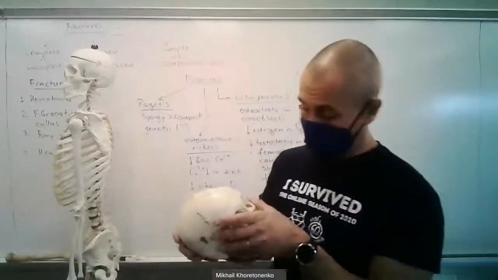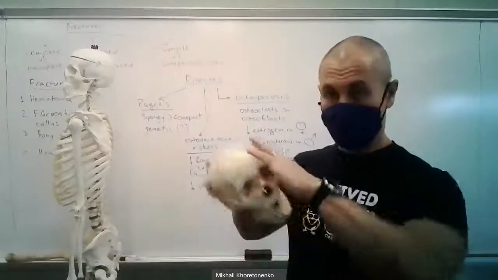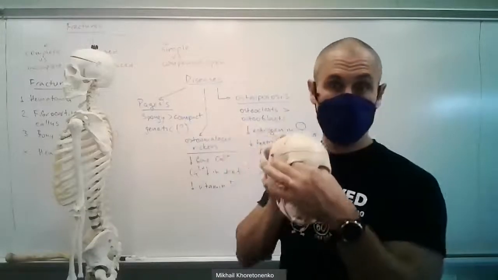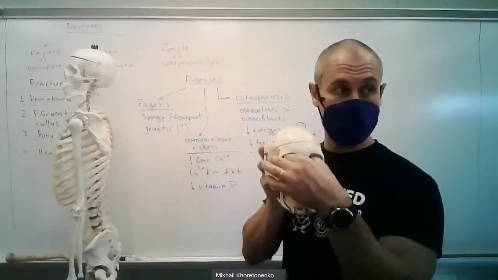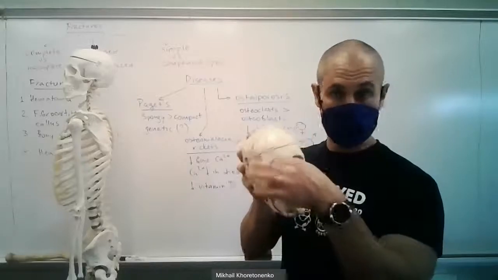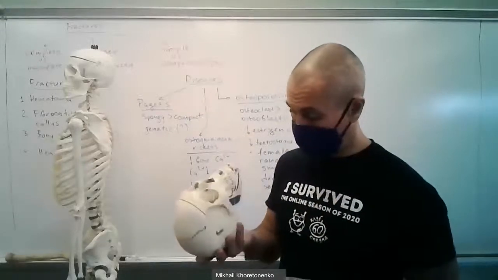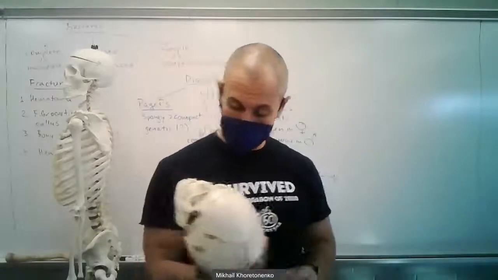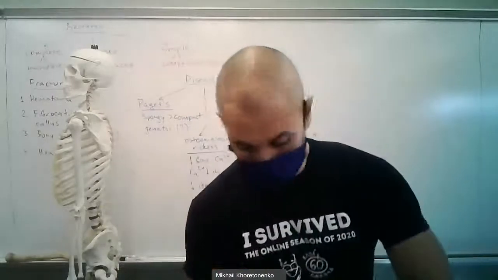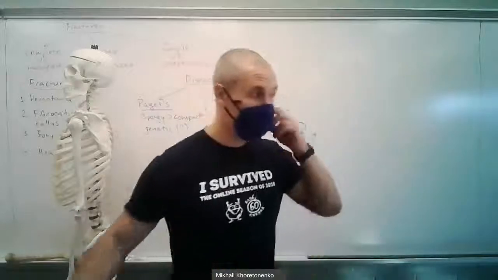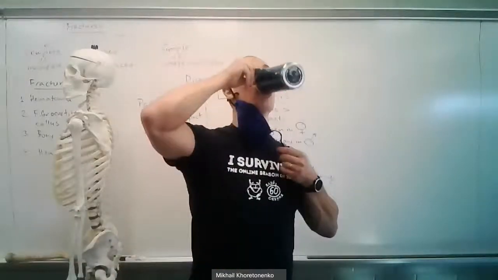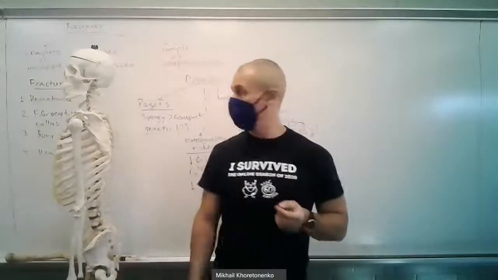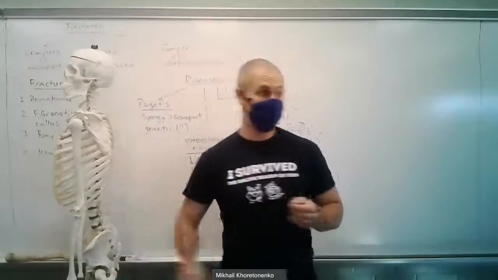Now I wanted to highlight there is an optic canal in the corner of the orbit, a smaller opening. That's where the optic nerve goes through. Yeah, for the purpose of our review, we're more or less done with the skull. I'm going to move on to vertebral column.